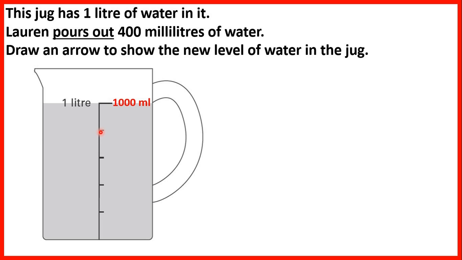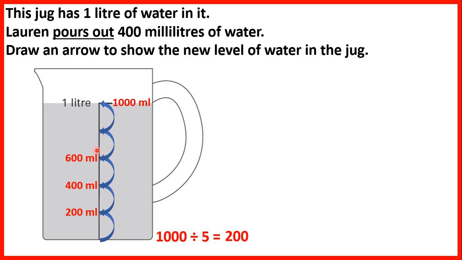So what we need to work out first is what each of these little lines on our jug represent. To get from 0 to 1000, we have 1, 2, 3, 4, 5 jumps. So if we divide 1000 by 5, that gives us 200. So each of these lines represents an increase of 200 millilitres. So we have 200, 400, 600, 800, and then 1 litre is 1000 millilitres.